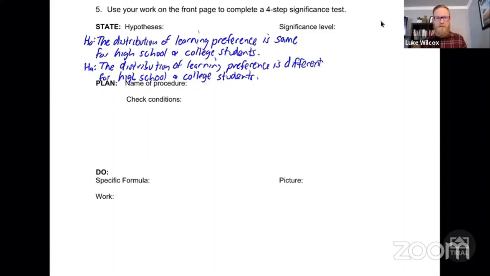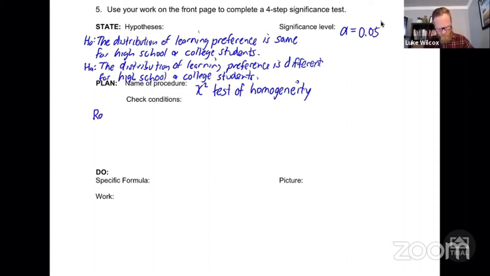Okay, so significance level, we actually weren't given a significance level here, and by default, we will go with the alpha level of 0.05 for our significance level. In terms of the name of the procedure, this is a chi-squared test of homogeneity. And we are now ready to check our conditions, and I hope these conditions look very similar to what we talked about in yesterday's lesson.